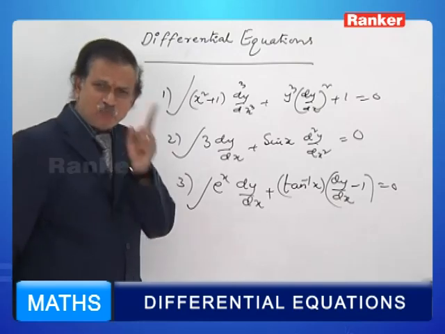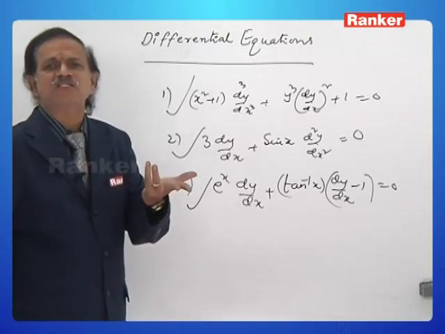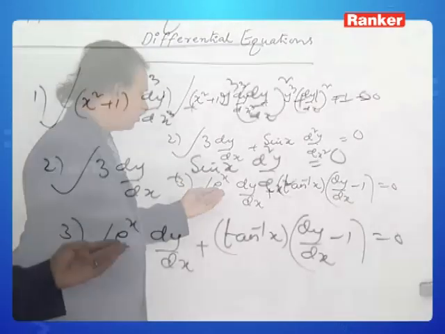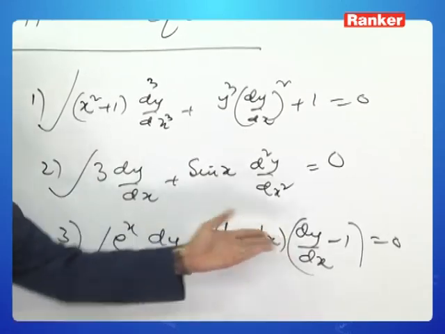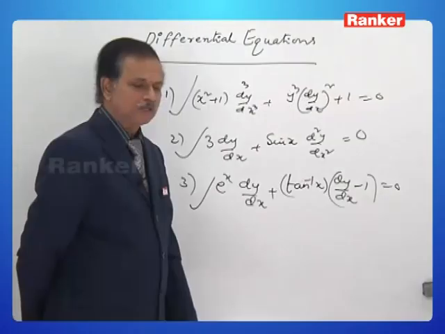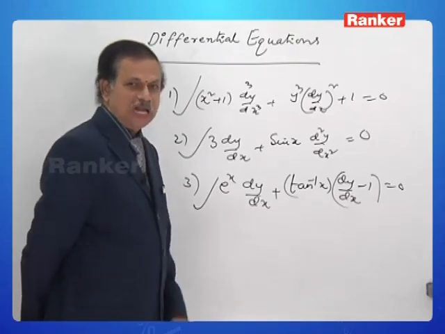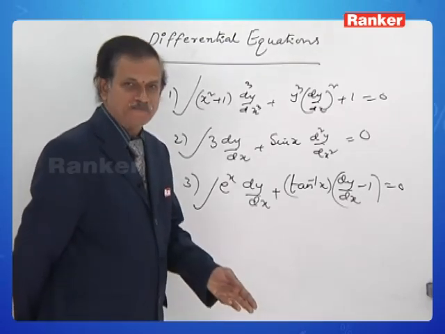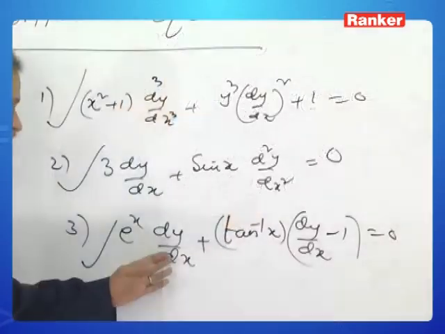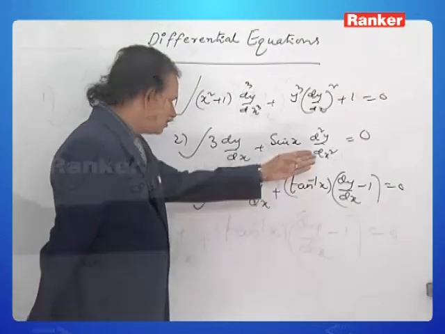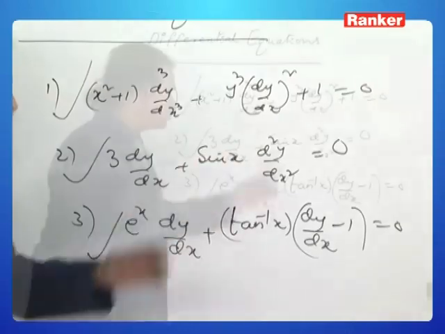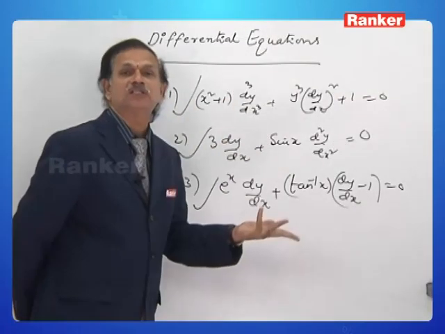Should it be present at once only? Not necessary. You look here, dy by dx and dy by dx, 2 times it is occurring. We do not bother about it. What is the largest order of the differential coefficient? First order derivative is there. So this is of first order, this is of second order, this is of third order.